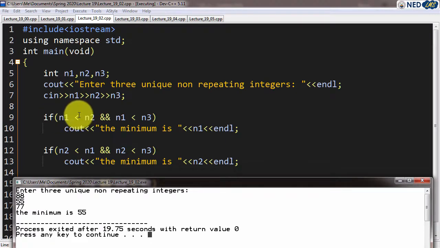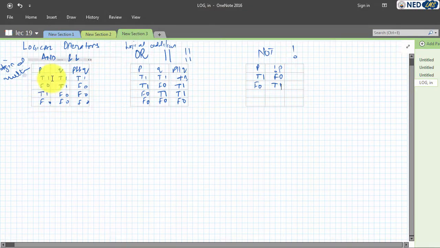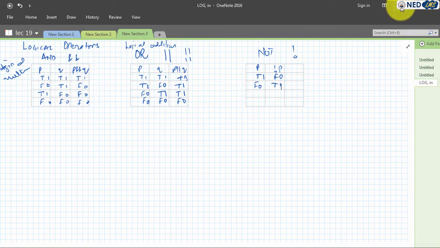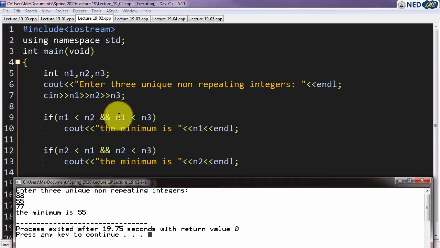This thing is false. So if one of these conditions is false, obviously we know that in the AND operation, if any one of these conditions is false, the output is false. Only if both of these conditions are true, the output is going to be true. So I do not even need to evaluate the next condition, because I'm going to explain that in the topic of short circuiting. When the program sees that one of these conditions is false and we have an AND operator, it simply does not evaluate this thing. But n1 is less than n3, 88 is less than 77, actually this thing is also false.